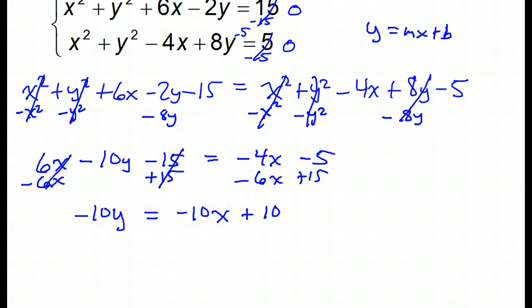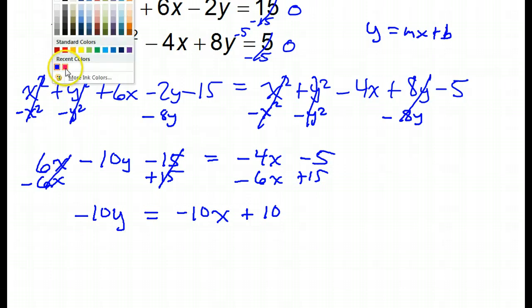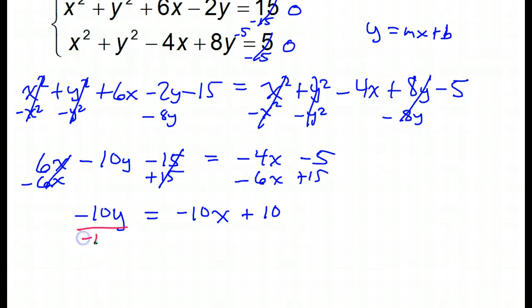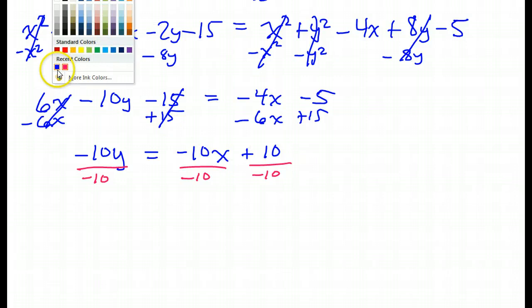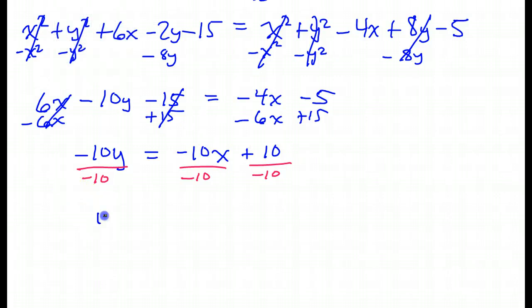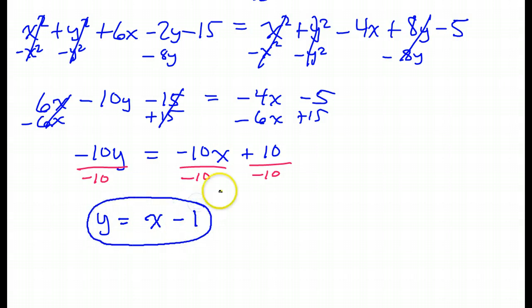Guess what I'm going to do? I'm going to divide everything by negative 10. Negative 10 here, negative 10 here, and negative 10 here. All right, what does that give me? So that's going to give me the equation y equals x minus 1. Okay, so there's a linear equation.